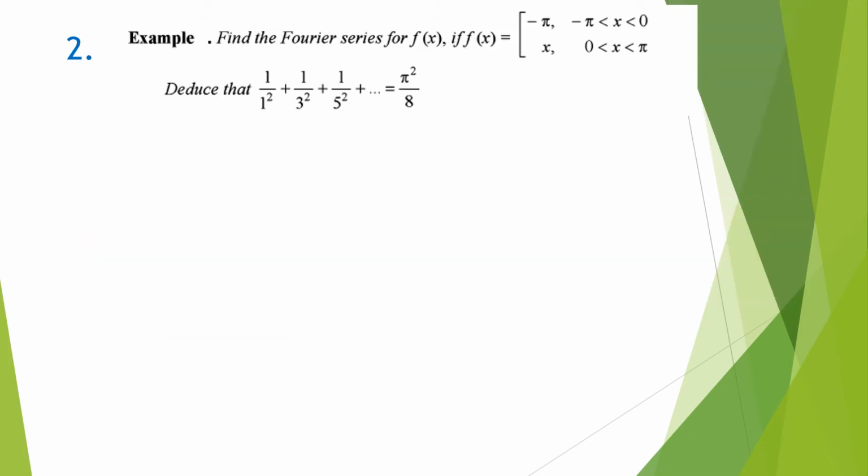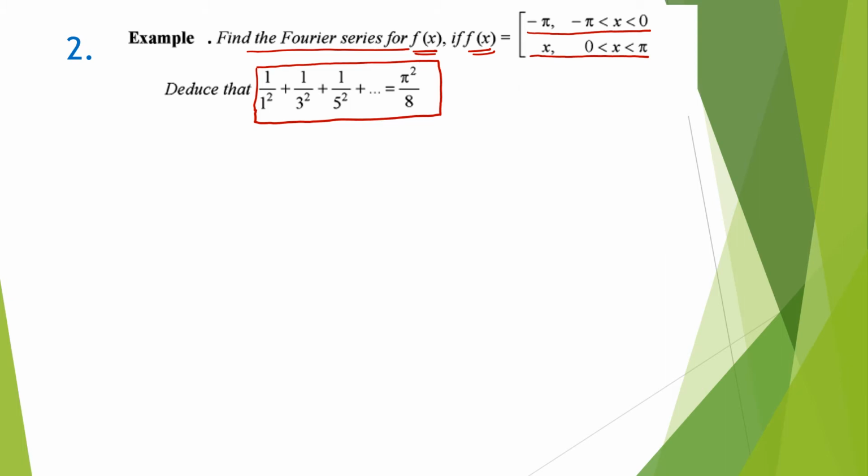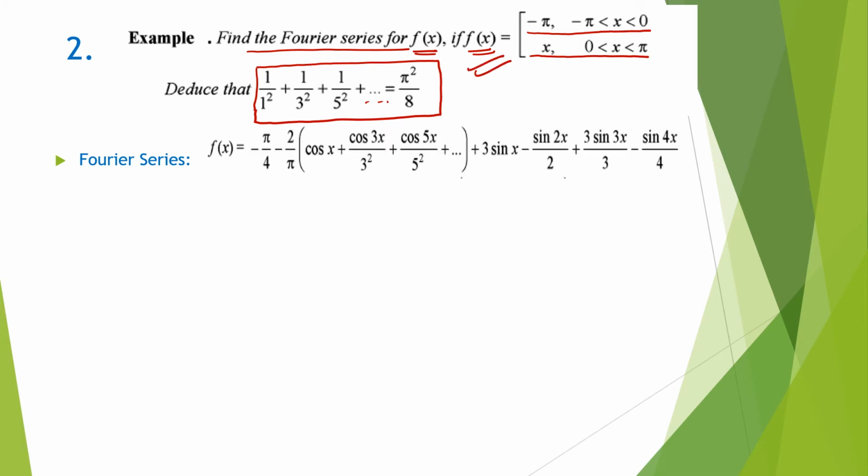For the second type of example, find the Fourier series of the function f(x), where f(x) is equal to minus pi for the interval minus pi to 0, and f(x) is equal to x when the interval is 0 to pi, and prove that the infinite series 1 upon 1 square plus 1 upon 3 square plus 1 upon 5 square, and so on till infinity, is equal to pi square by 8. The Fourier series of this function f(x) is f(x) = minus pi by 4.